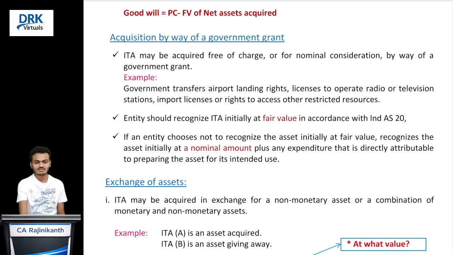And next one is acquisition by way of government grant. Suppose the entity receives any government grant in connection with acquisition of an intangible asset. Basically that is the subject matter of Ind AS 20. Anyway, we are going to cover it separately in a separate session. For the time being, you remember that.